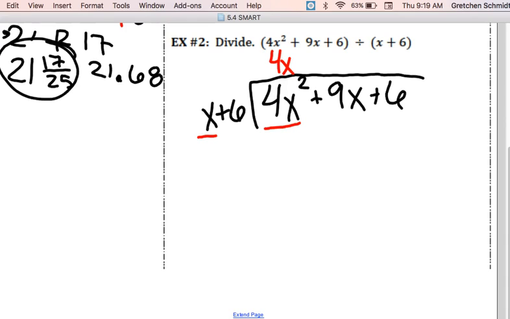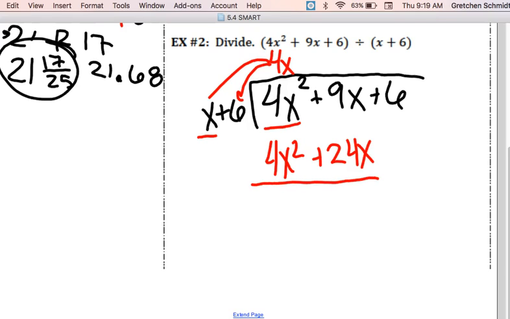So you always do that first, and then you multiply this. 4x times x. Since this is an expression though, the 4x also multiplies with the 6. So what's 4x times 6? 24. So you still multiply through. What then happens to these two pieces?